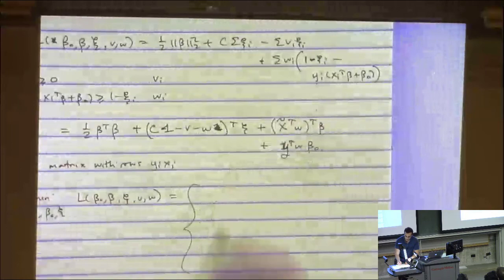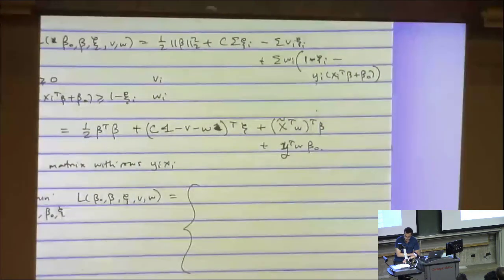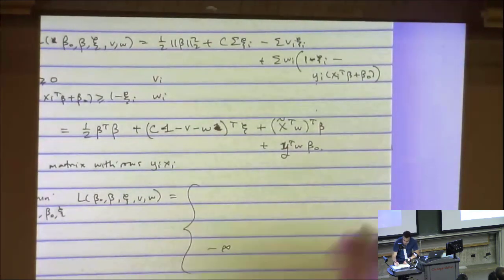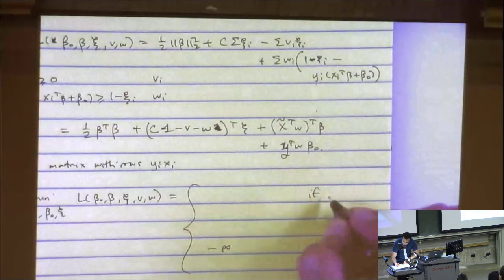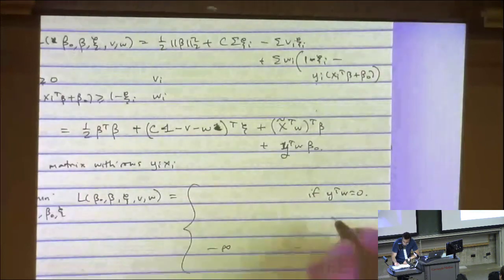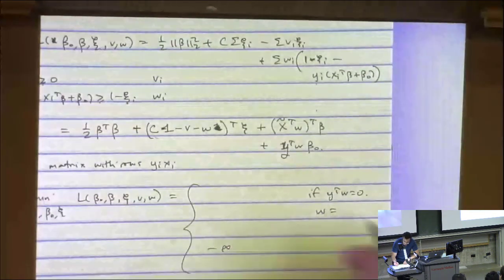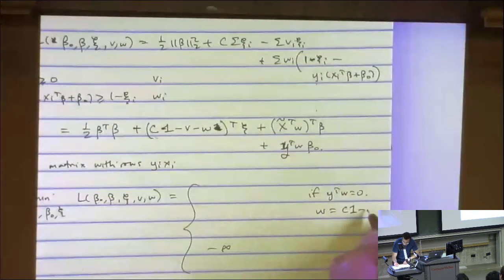Because I could take this to be minus infinity by taking c to be oriented in a certain direction. So it's minus infinity unless some constraints are met. And those constraints are what we just said: W transpose Y has to be 0, and this thing has to be equal to 0, which we can write as W equal to C1 minus V.